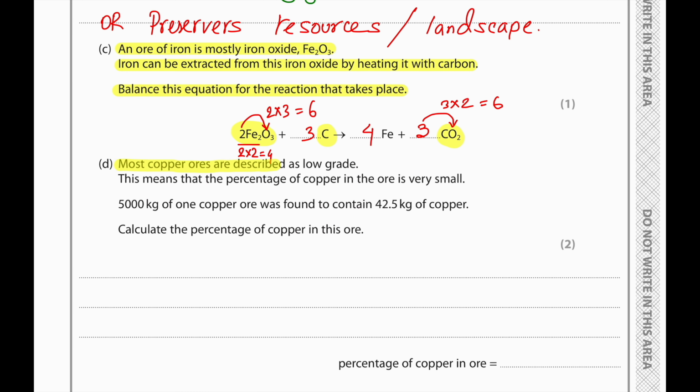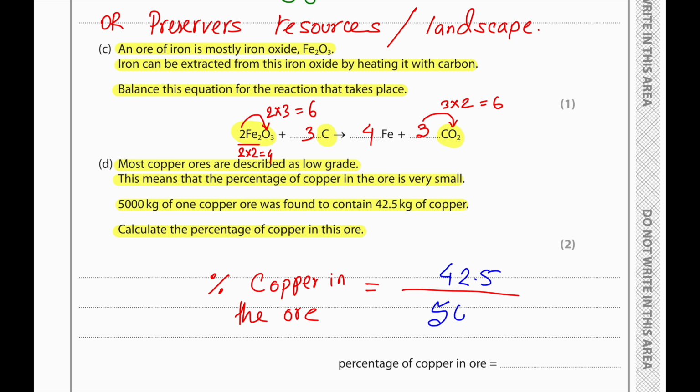Most copper ores are described as low grade. This means that the percentage of copper in the ore is very small. 5,000 kgs of one copper ore was found to contain 42.5 kilograms of copper. Calculate the percentage of copper in this ore. To calculate the percentage of copper in the ore, we will put the amount of copper that we get on the top and the amount of material that we have to utilize to get the copper at the bottom. Then we will multiply it by 100 to get the percentage. This gives us 0.85 or 0.85%.